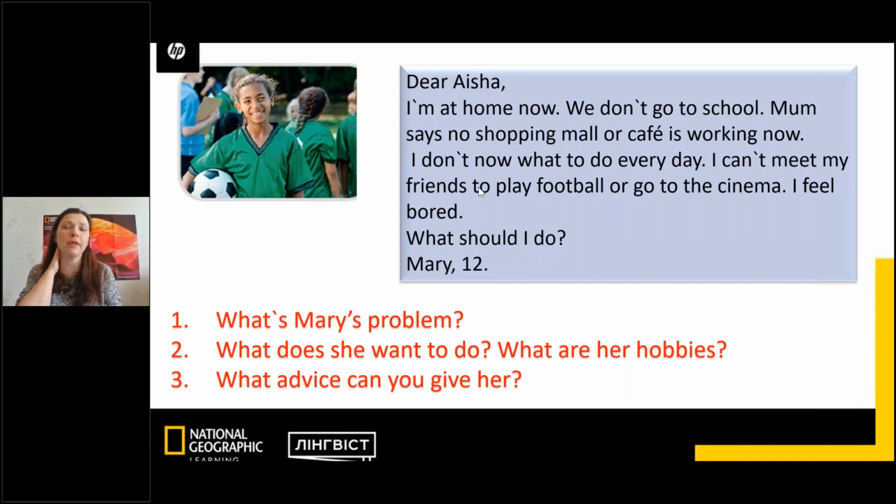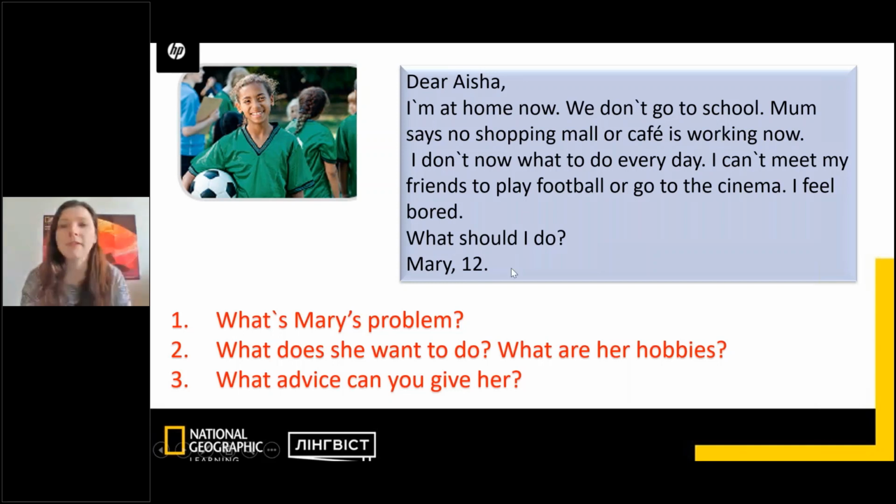Can you see from the picture, from the text, what her hobbies are? Playing football, nice try. Yes, she's bored. She wants to play football, to go to the cinema. Thank you, Helen. To see her friends, right? She doesn't know what to do. Okay, she has nothing to do. Yes, what advice can you give her?